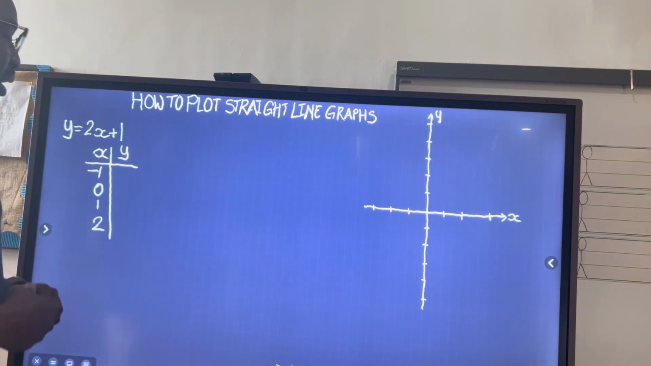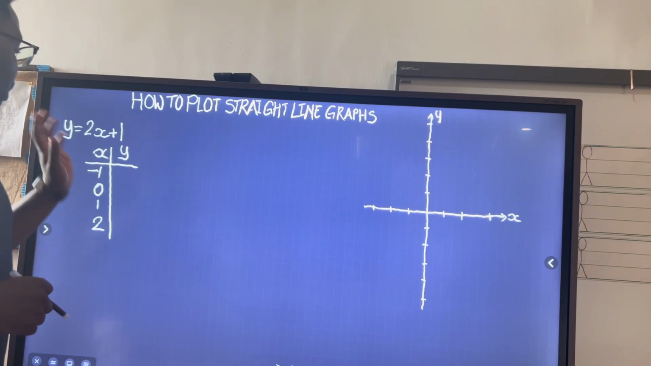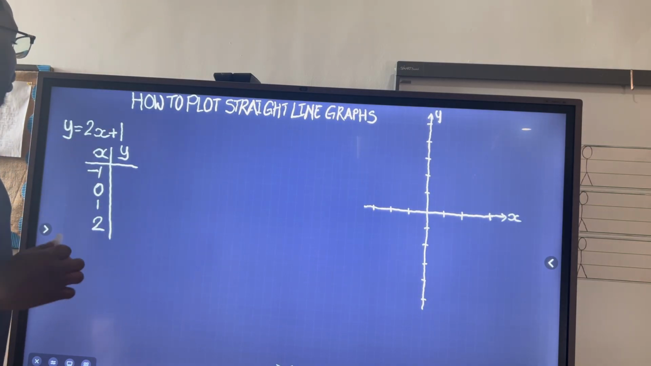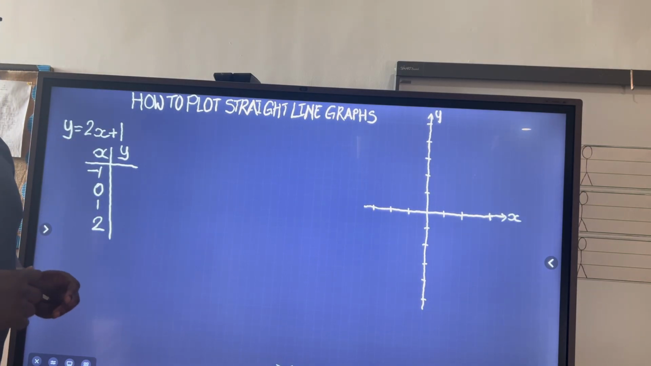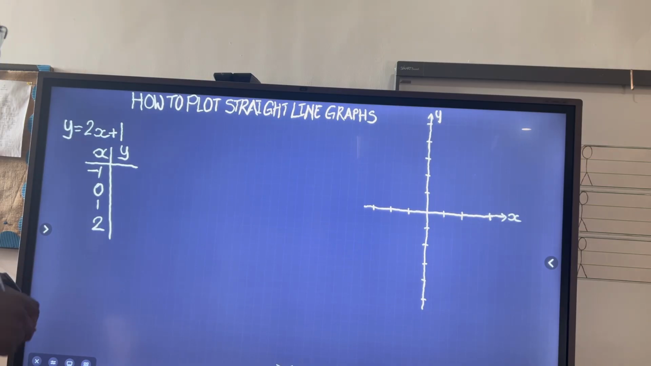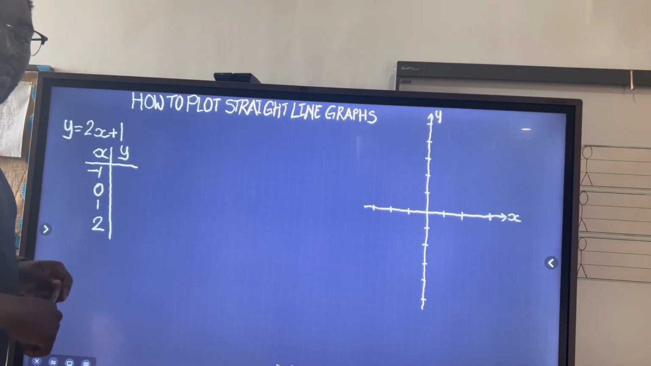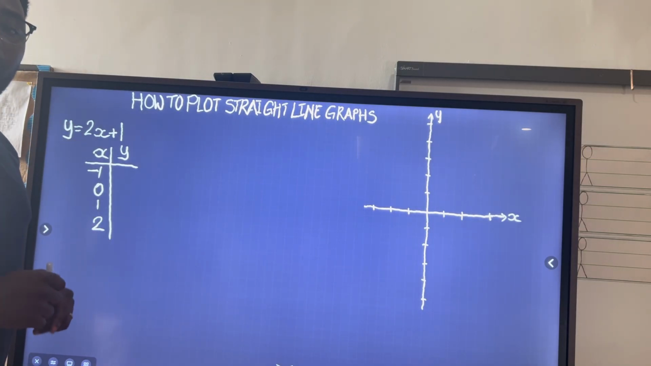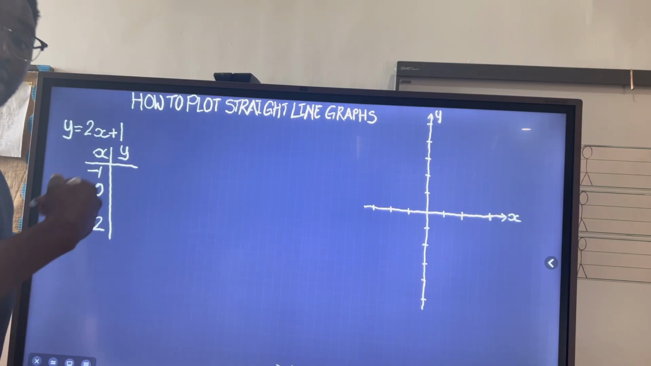Now that we have chosen our x values, how then do we find our y values? We can do that by simply substituting our x values in our linear equation over there. So let's do that together.